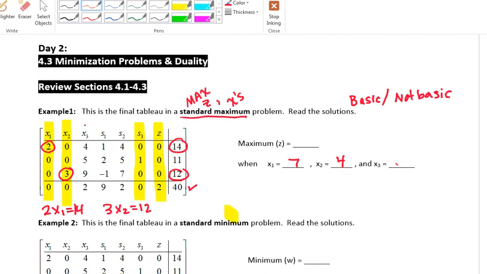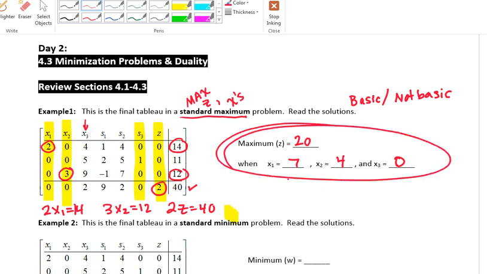x3 is not basic. Since it is not basic, remember that we can just set that equal to 0. Now, it doesn't ask us for the value of the slack variables, but if we wanted to find the slack variables, we could say slack 1 is 0, slack 2 is 0, slack 3 is 11. Final one here, z, that says 2z is equal to 40. And if 2z is equal to 40, that means z, if we divide by 2, is 20. This is the solution to our standard maximization problem.